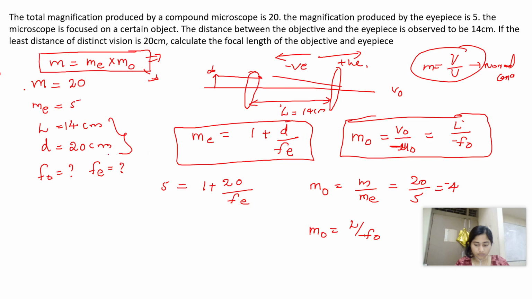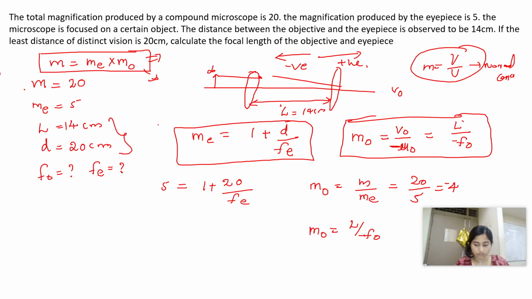Isha, what is the meaning of least distance of distinct vision? In a compound microscope, if you move the eyepiece, we have to focus it, right? The least distance is the distance at which you can distinctly see the object properly, all the edges and everything very clearly. Focus length. Okay, focus length. Yes, there will be a minimum distance at which you can see it clearly. If you go beyond that, you cannot see the clear image.